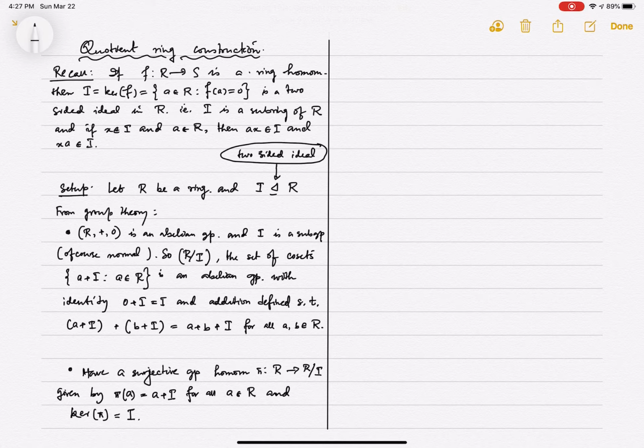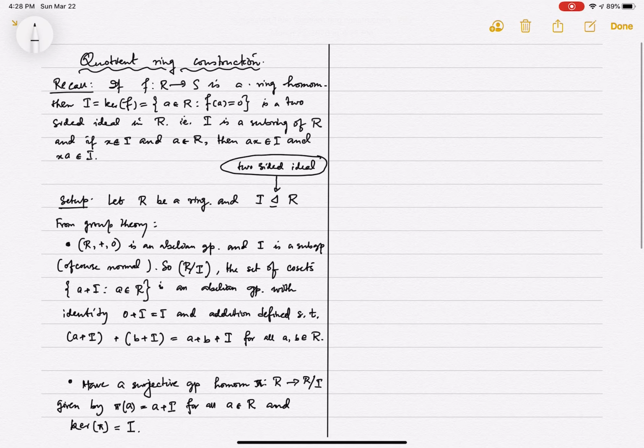So what is extra? What do we need to do here extra? We have to show that this R mod I actually has a multiplication as well, so that you can make it into a ring, and this map pi is actually a ring homomorphism. So that amounts to making this claim.